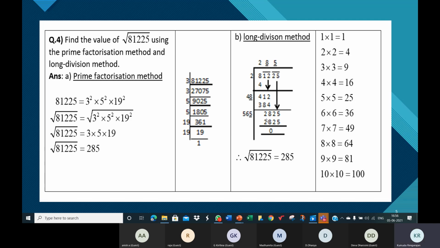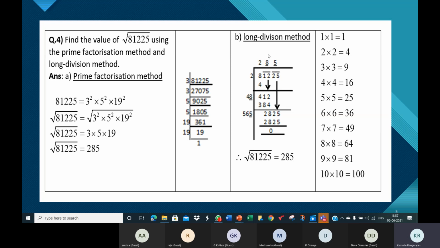So 412 minus 384 is what you see there, 28. This is the remainder, 28. Then bring the next pair down. After getting the remainder, bring the next pair down. 25 comes down, not only 2. That's why we have grouped it. They'll come down in pairs. Now the next pair, 2, 5 comes down.